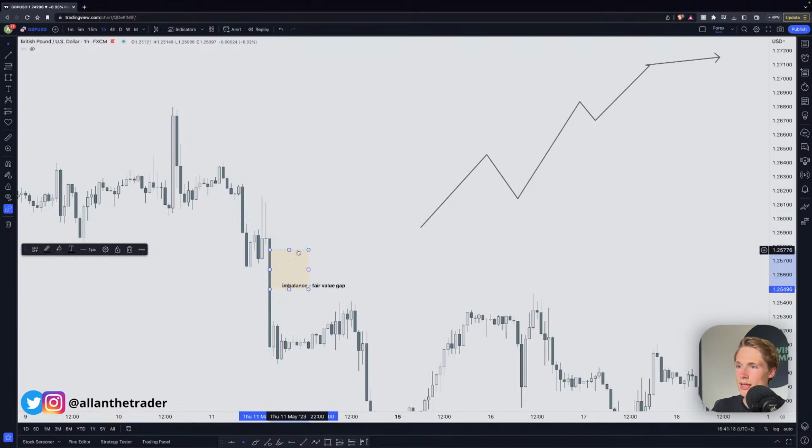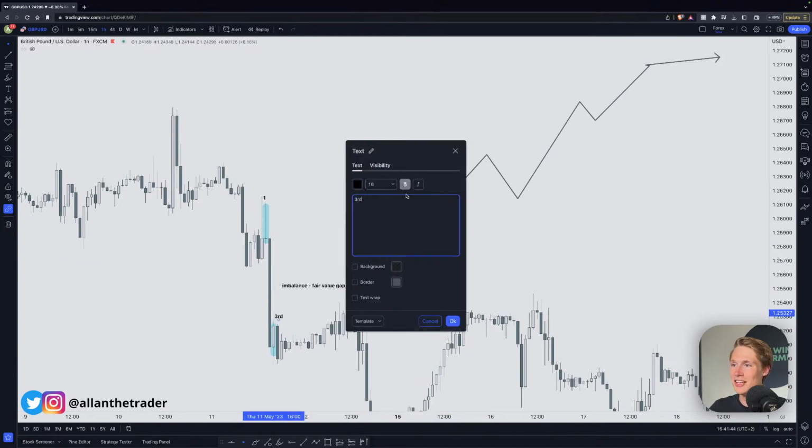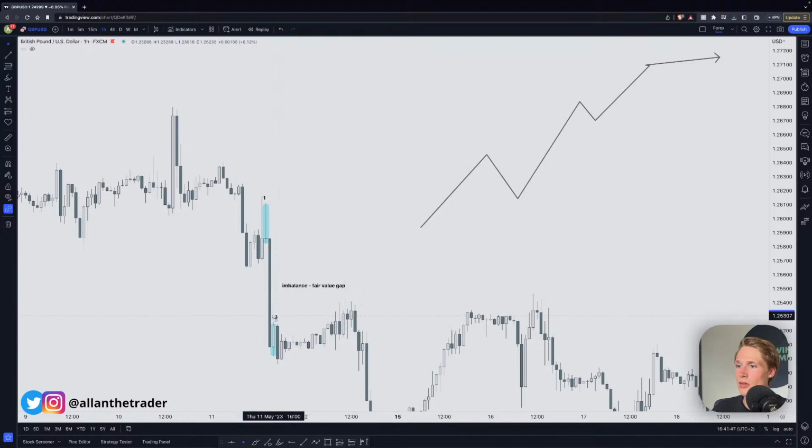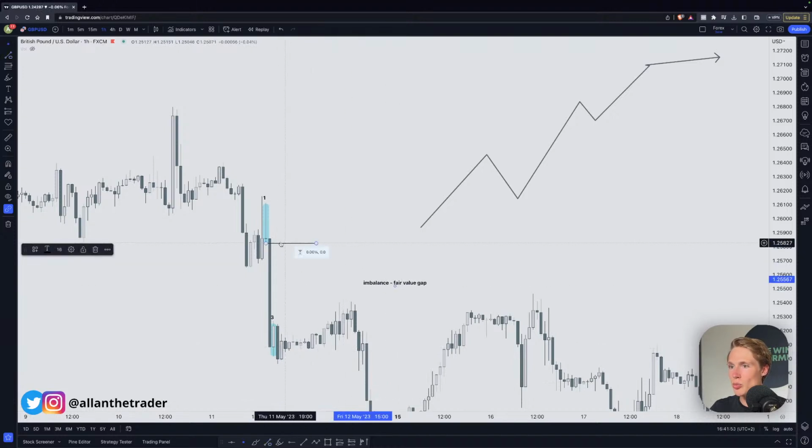So let's say this is your first candle and this is the third candle. And this is the second candle, obviously. So you're looking for the space between the first and the third candle. And as you can see here, there's a space between these two candles. And that's what you call the imbalance. So there has to be a space between the first and the third candle.